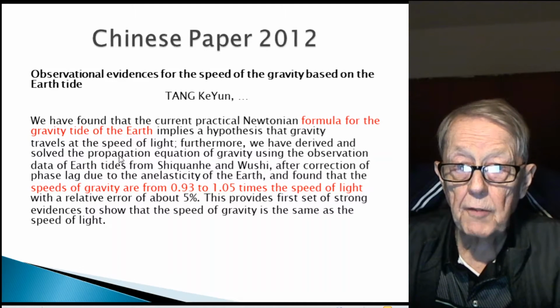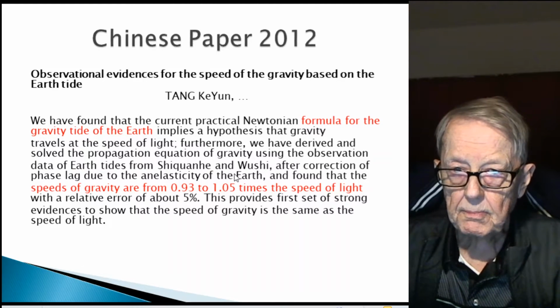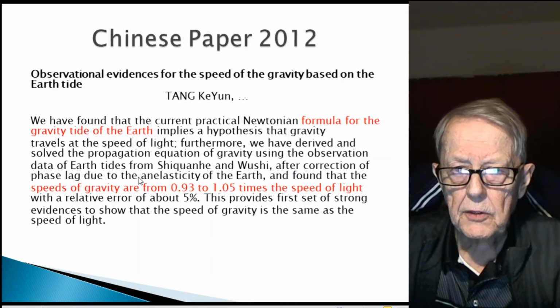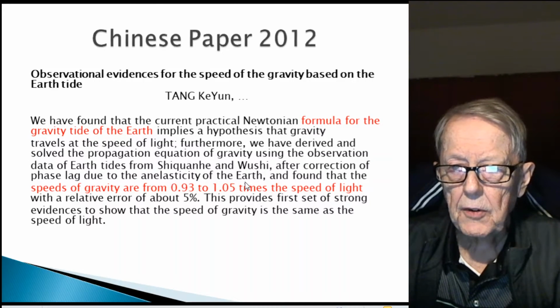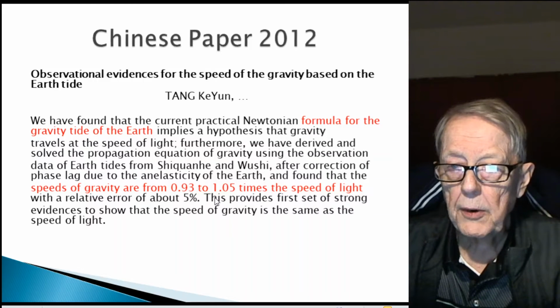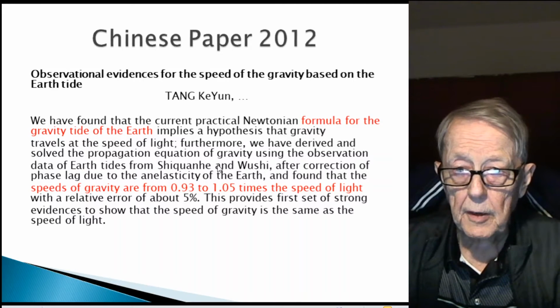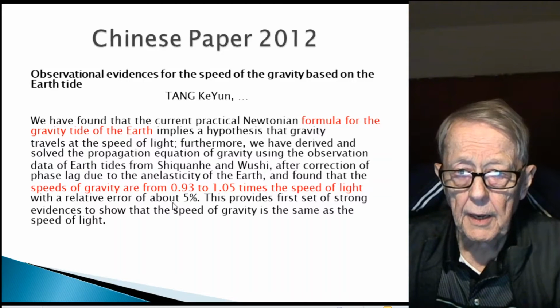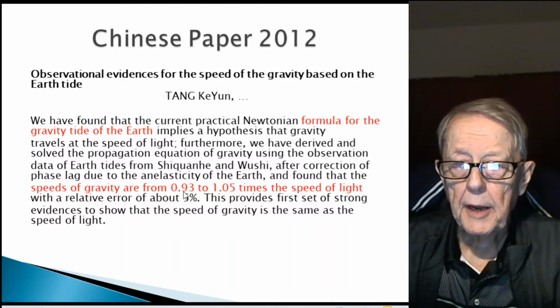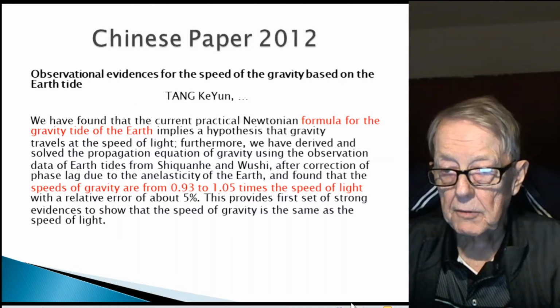Furthermore, we have derived and solved the propagation equation of gravity using the observation data of Earth tides from Sequani and Wuxi. After correction of a phase lag due to the anelasticity of the Earth, we found that the speed of gravity are from 0.93 to 1.05 times the speed of light. So they use data from these, I assume these are names of people, and they used the formula and came up to that conclusion. This provides the first set of strong evidence to show that the speed of gravity is the same as the speed of light.